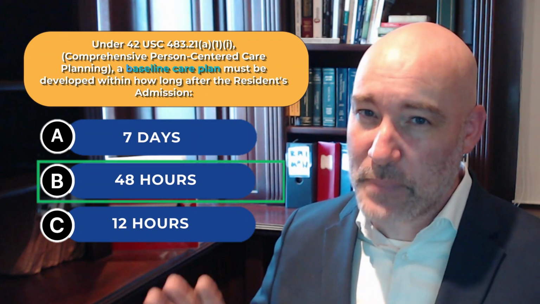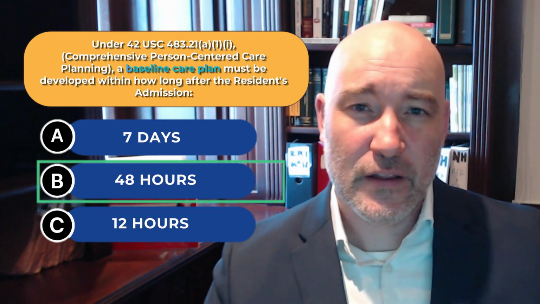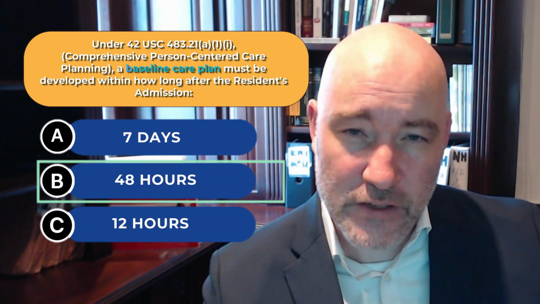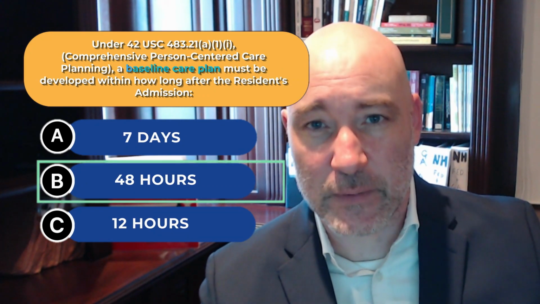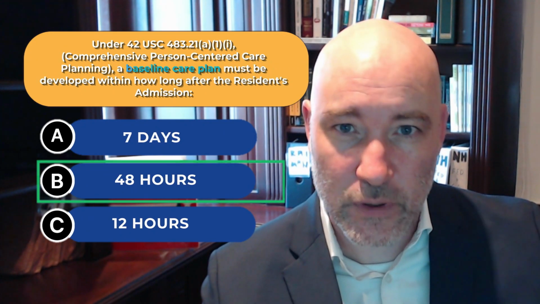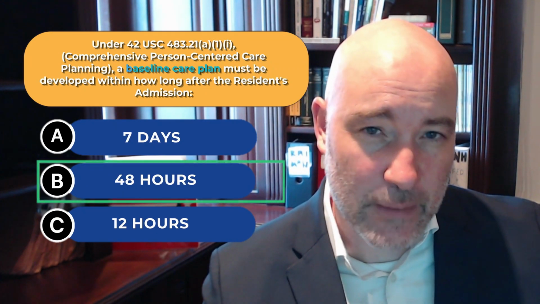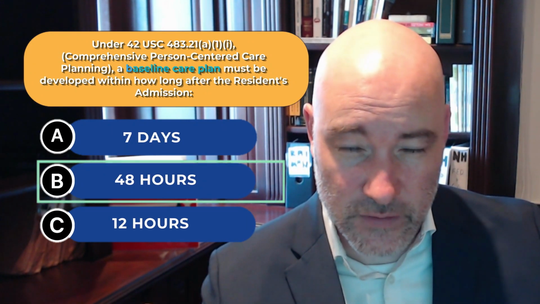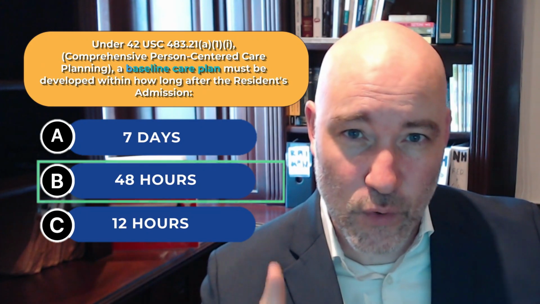The answer is B, 48 hours. That's right. So once a resident is admitted, the nursing home must do the appropriate assessment and prepare and execute a baseline care plan within 48 hours. And that baseline care plan is going to be the care plan for that resident until a comprehensive care plan is made.